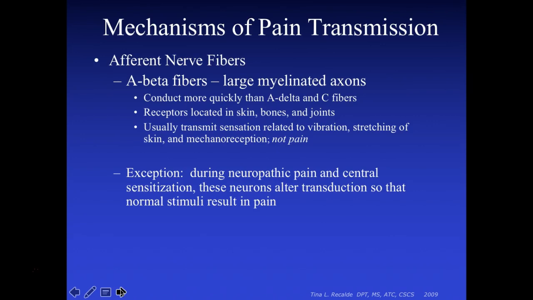During neuropathic pain or central sensitization, these neurons alter transduction so that normal stimuli result in pain. So this we oftentimes find with that chronic pain patient, or that patient we talked about with complex regional pain syndrome.